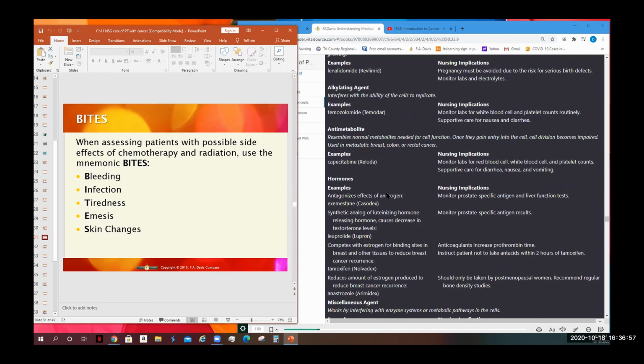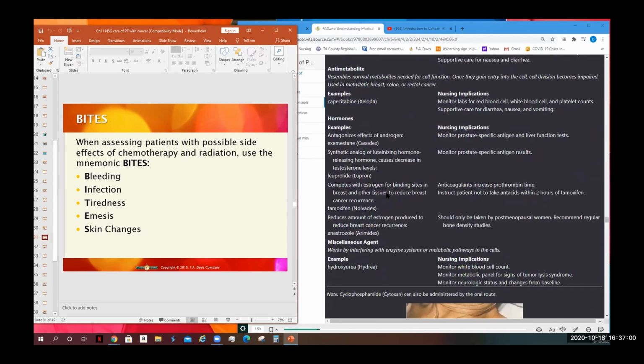There's also the anti-metabolite, which resembles normal metabolites needed for cell function. Once they gain entry into the cell, cell division becomes impaired. And this is used in metastatic breast, colon, or rectal cancer. Examples would be capecitabine, also called Xeloda, and the nursing implications would be monitor labs for red blood cell, white blood cell, and platelet counts, provide supportive care for diarrhea, nausea, and vomiting.